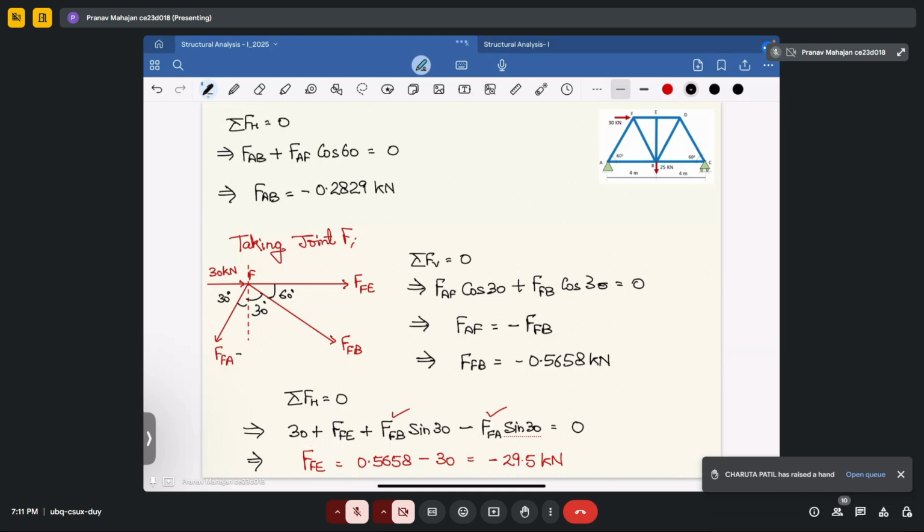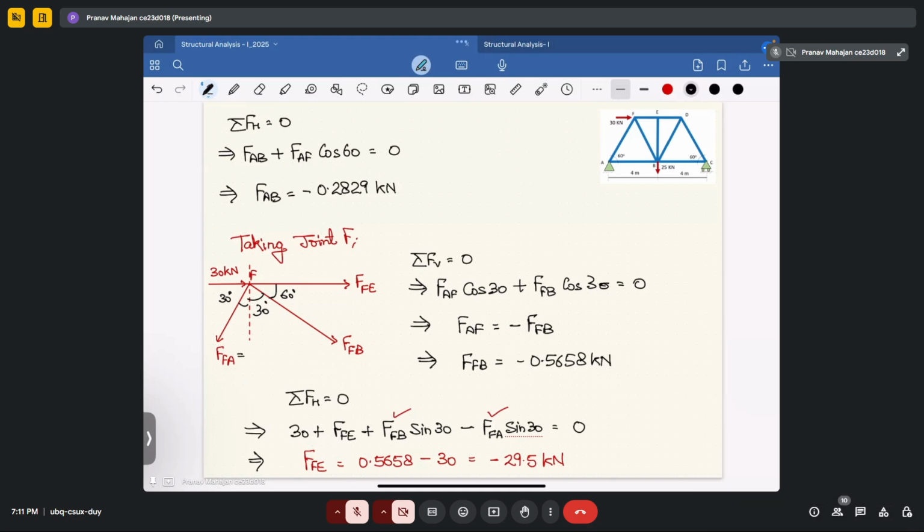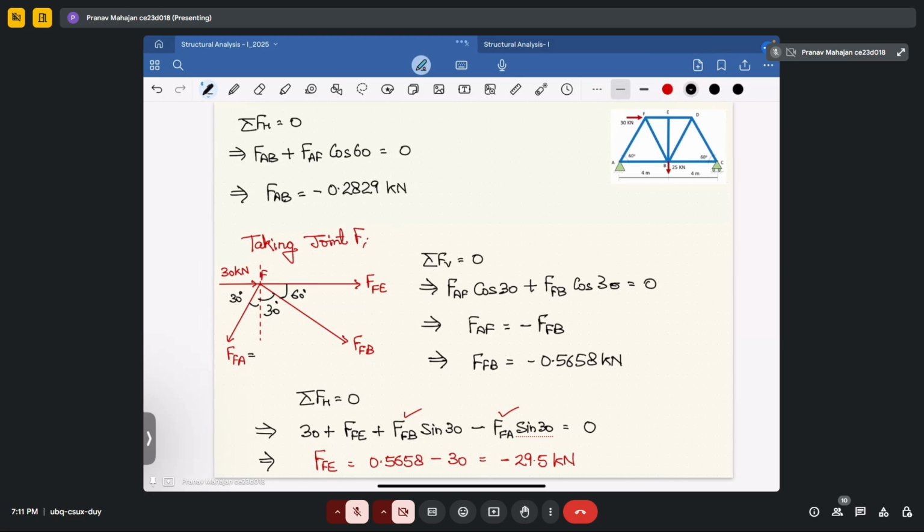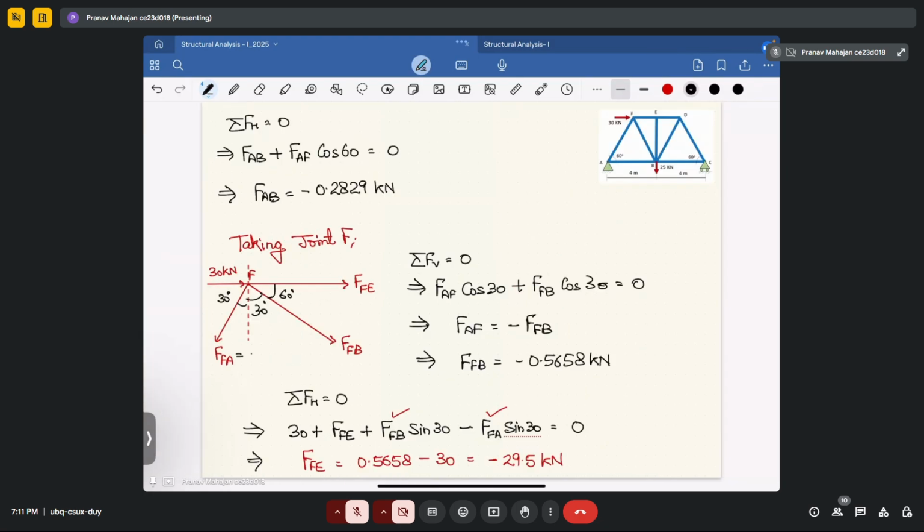FAF you have calculated earlier. Yes. So what is the value? That is 0.5658. Now FFE you have calculated, and FFB you have calculated earlier, that will be equal to minus 0.5658.